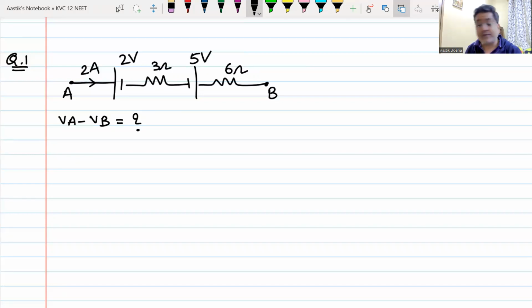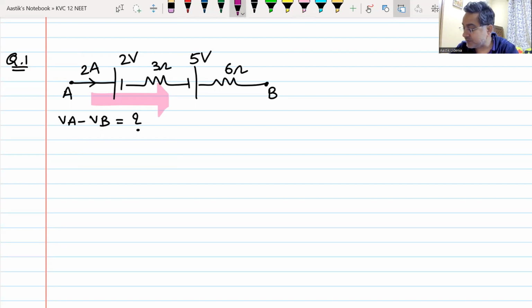How much is VA minus VB? I shall give you 2 minutes to give me the answer. You can do this, yes or no? Okay. So I will move in this direction from A to B. Let us make the equations together.